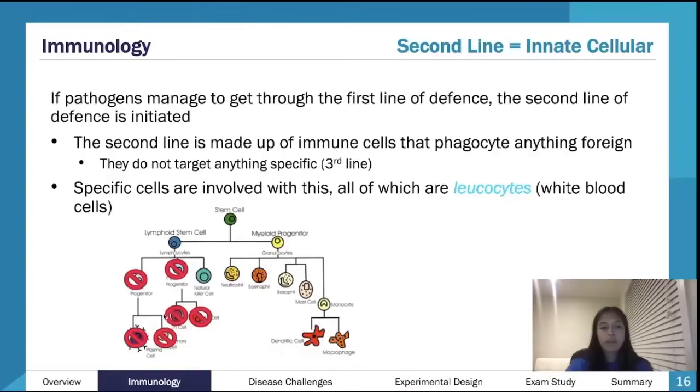So this is a nice little map of your leukocytes. The ones that are blocked out are part of the third line, your adaptive immunity, so we'll look at those a little bit later. But these are the really important cells for you to be aware of. I feel like sometimes I say it and it might not be captured as well, so this is a good diagram.